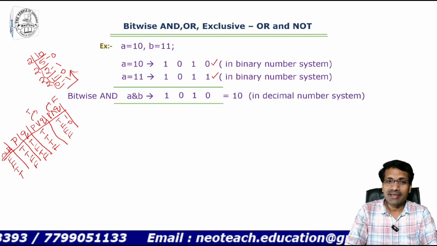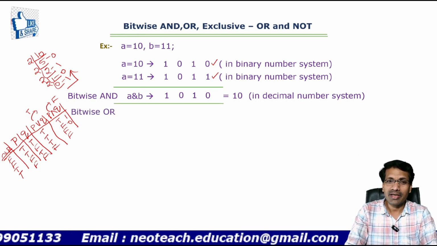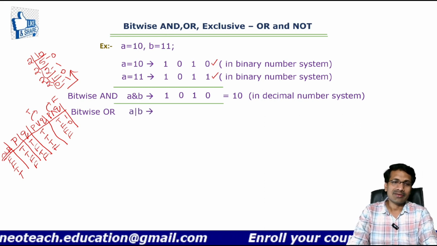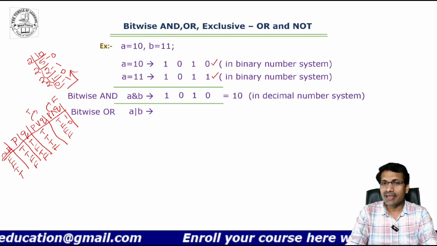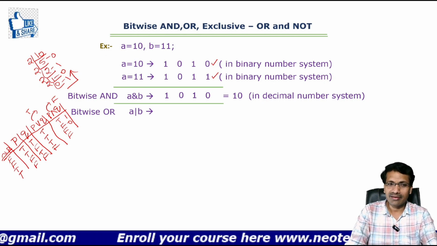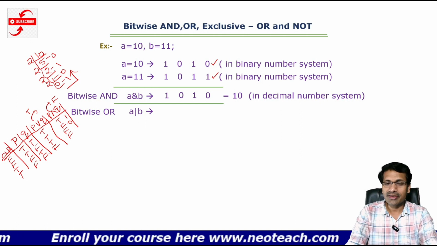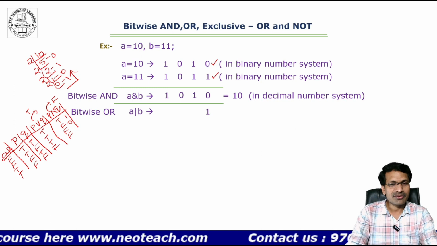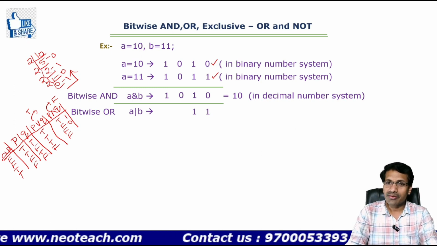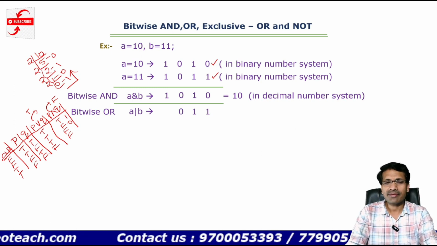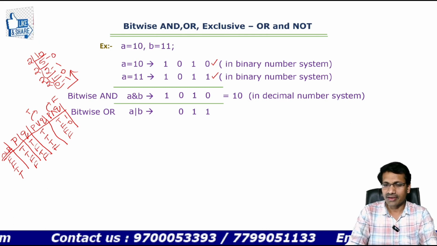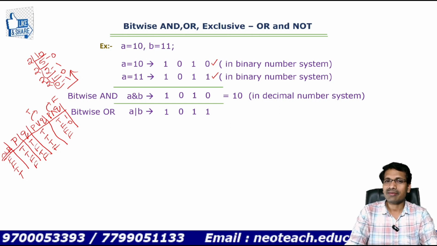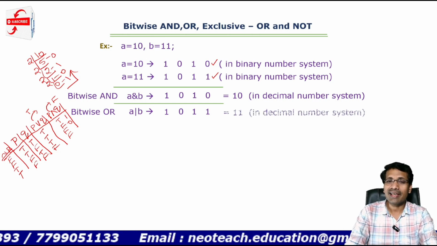Now the next one, bitwise OR we will do. A bitwise OR B, right? In the OR operation, if any one is true we will get true, because we saw that in the table. So 0 or 1 will get 1. 1 or 1 means true or true will get 1. 0 or 0 will get 0, because false or false is false only, and 1 or 1 means true or true will get 1. 1011, the equivalent value in decimal is 11.